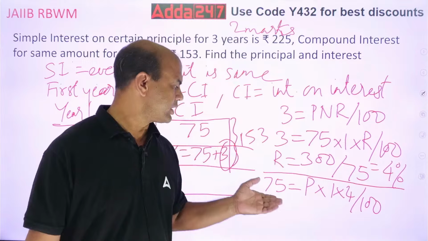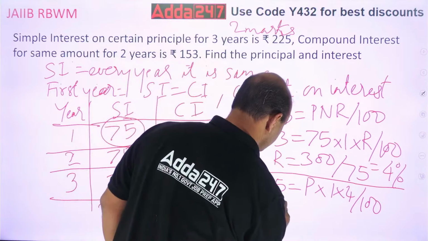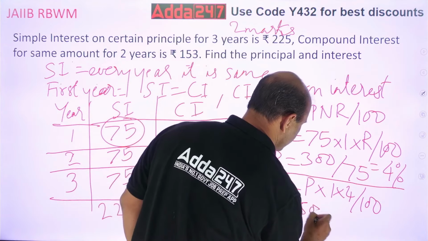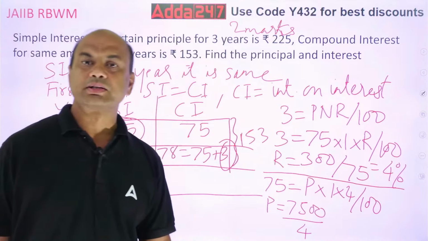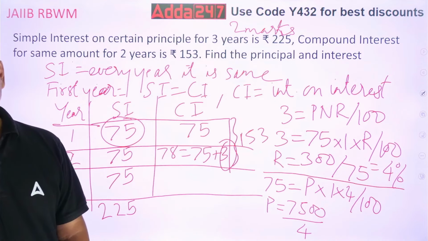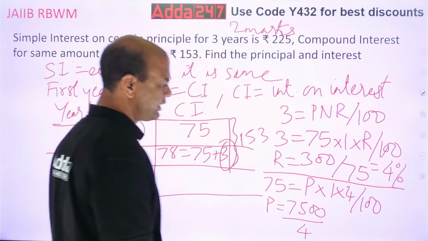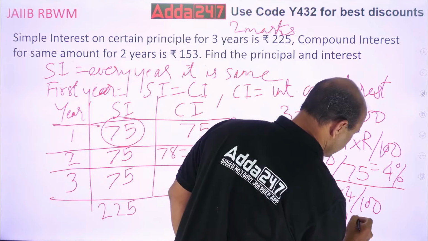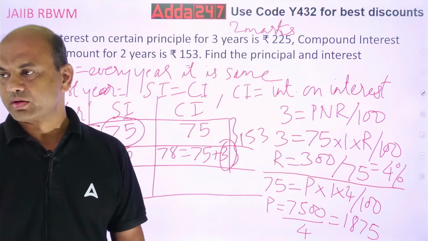So solve it now. You have got everything. 75 into 100 divided by 4. So P equals 7500 divided by 4. Solve it, everyone. 18, for the 72, 30 remaining. 1875. So the principal is 1875. This is your principal. Got it, everyone?